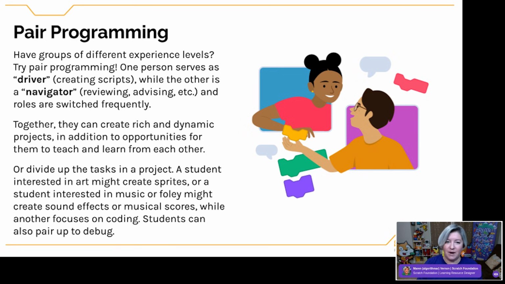Pair programming is a practice where two developers collaborate, sharing a keyboard and mouse to work on the same task or project. One person is the driver who creates the code, while the other is the navigator who reviews, guides, and thinks strategically. Roles are then switched frequently to balance tasks and share knowledge. Together, the pair can create rich and dynamic projects, while they have opportunities to teach and learn from each other and explore different solutions. The pairs could divide up the tasks in a project.